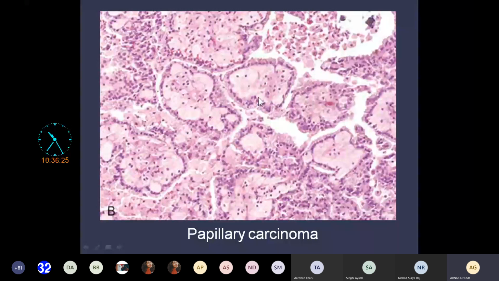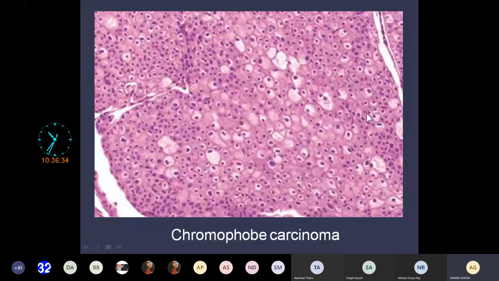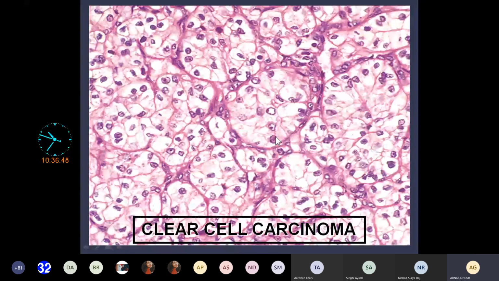And here this is chromophobe carcinoma. Here basically the cells will not take stain properly. So this is called chromophobe carcinoma. Anyway, you don't have to recognize these under microscopy, but you have to know the clear cell carcinoma because this is there in your microscopy in the practical.